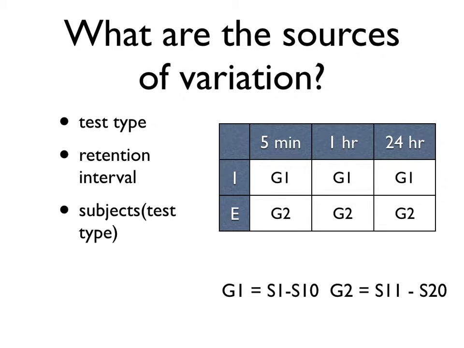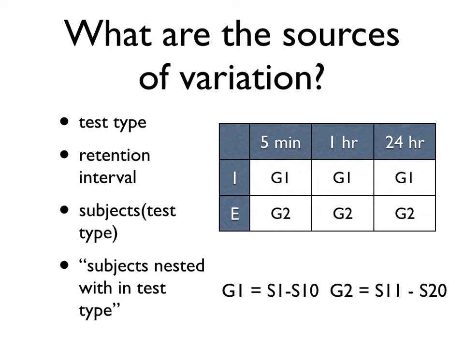Some subjects get implicit tests, subjects 1 to 10. Some subjects get explicit tests, subjects 11 to 20. So we say subjects are within test type. Okay? Or subjects are nested within test type. Subjects are nested within test type.